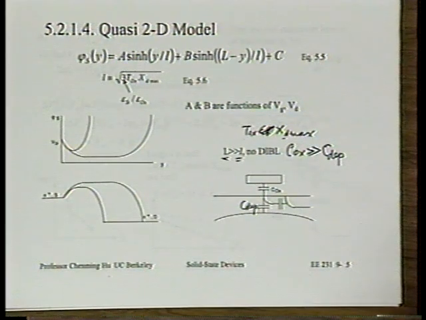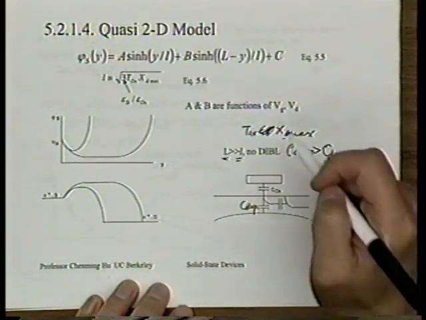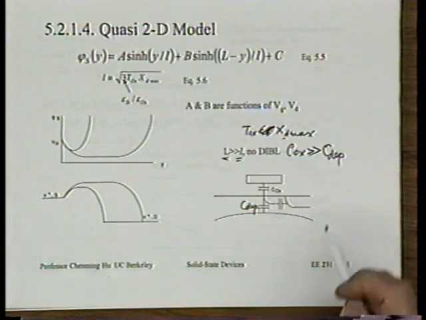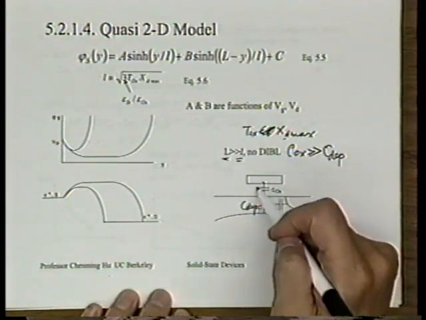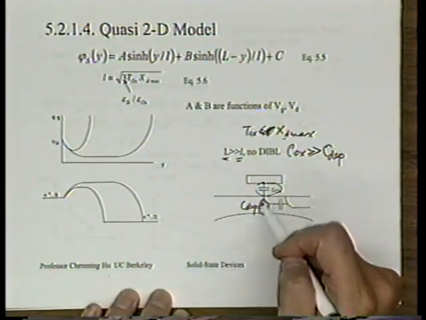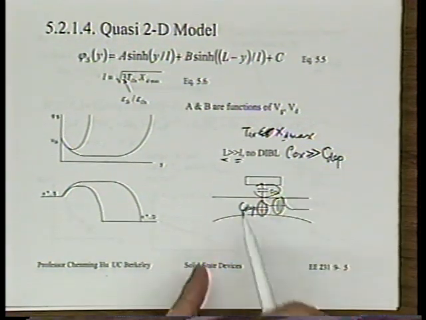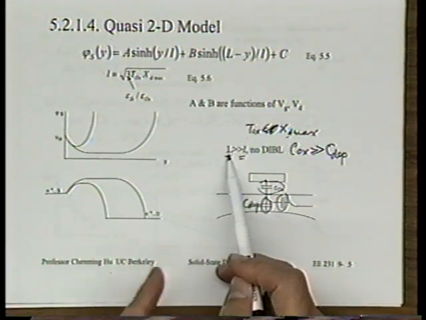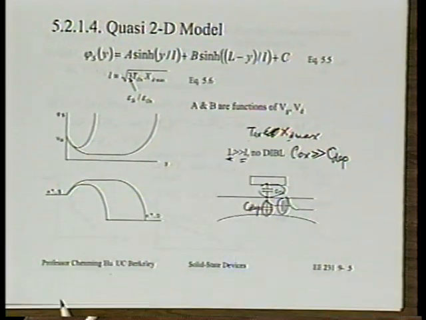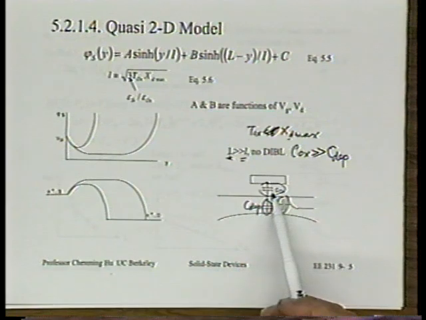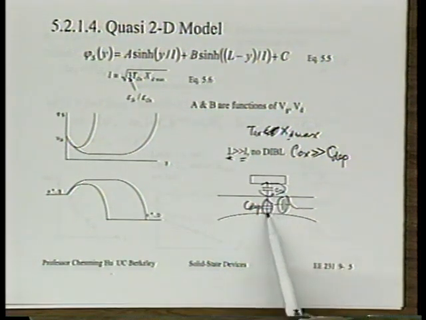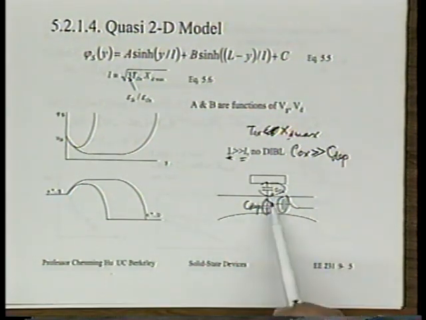Is that right? Yes? Let me tell you, what we're really saying is that we want this to be thin, we want this to be thin, remember? And we want this distance to be large. We want the channel length to be large, right? That will minimize the dipole effect. We want this oxide thickness to be thin. We want the depletion region to be thin. We want the channel length to be large.